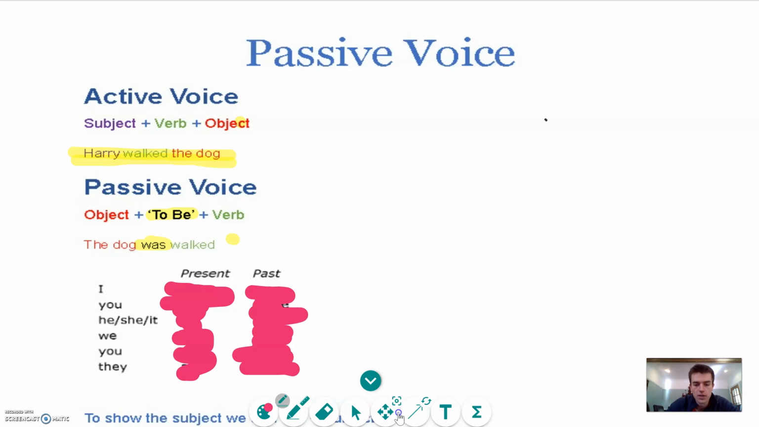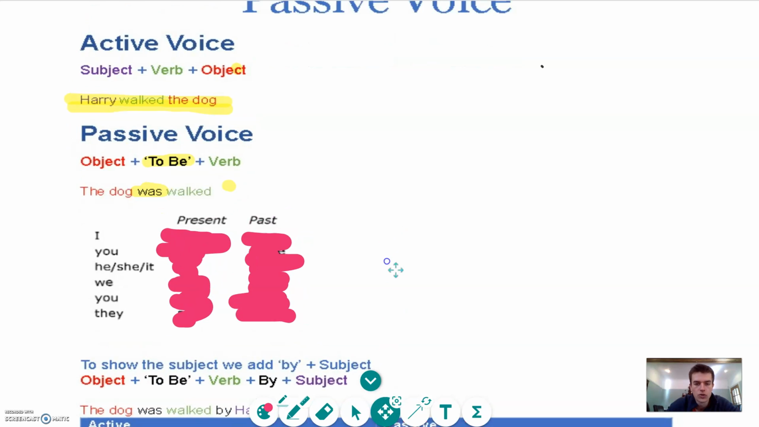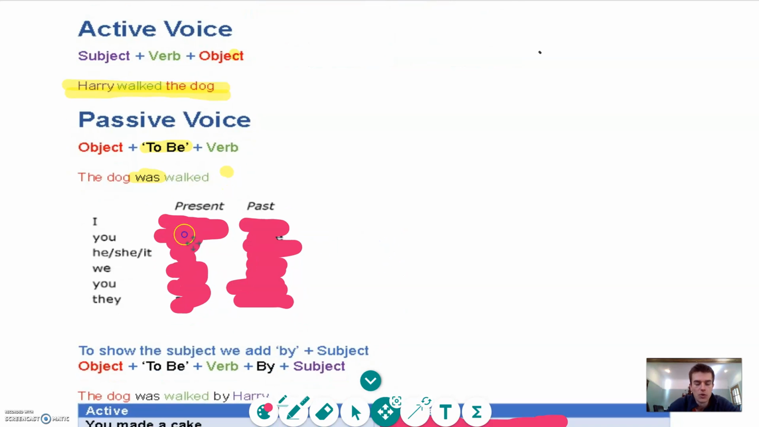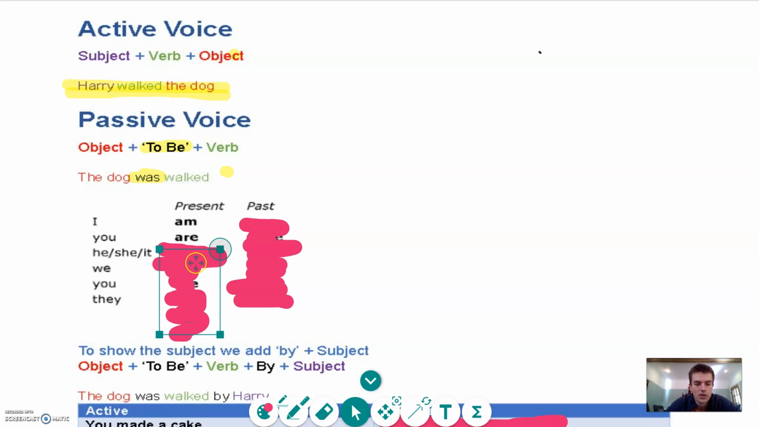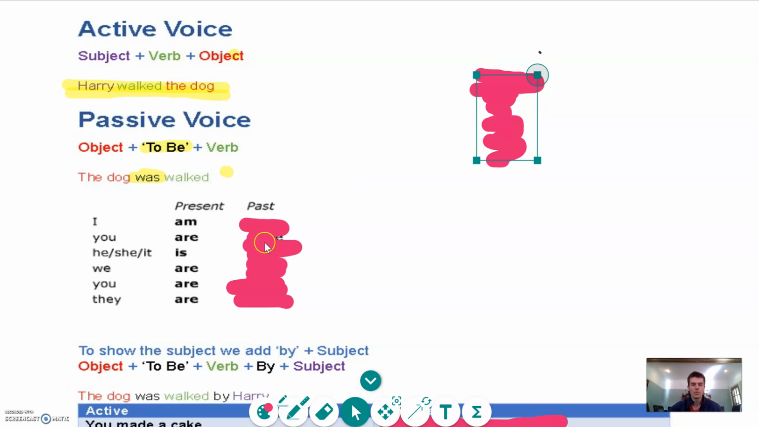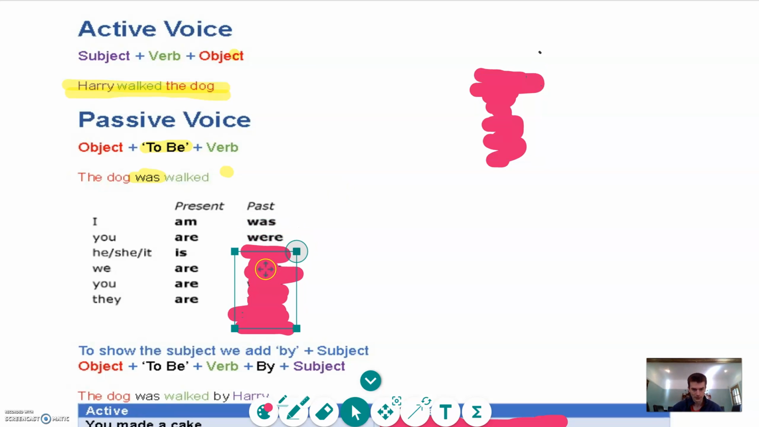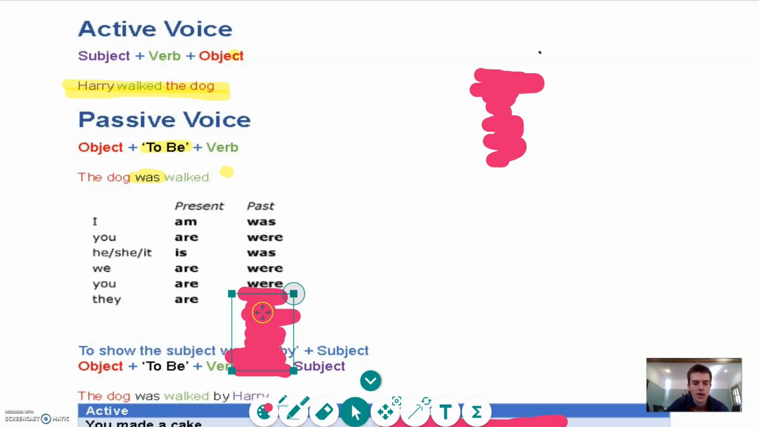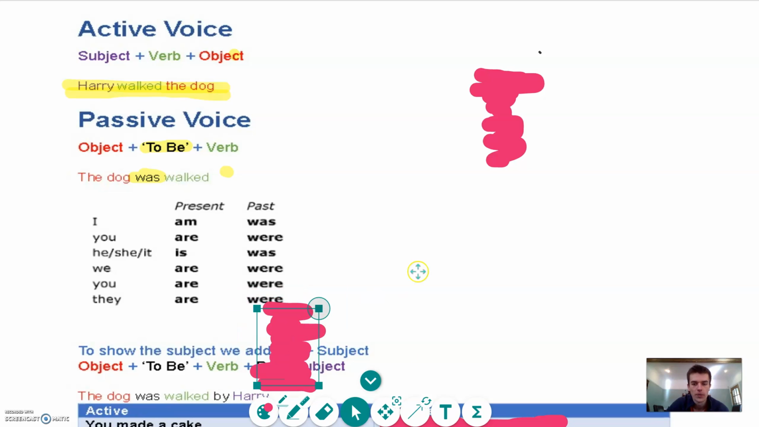Okay, so underneath we have, to keep things simple, the to be verb. We'll have it in the present and past conjugation. So at this point, go through with the student how to conjugate to be in the present. So we have I am, you are, he is, we are, you are, they are. And then in the past, we'd have I was, you were, he was, we were, you were, and they were.